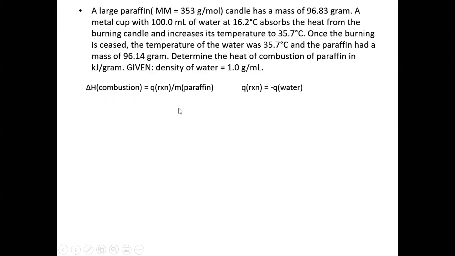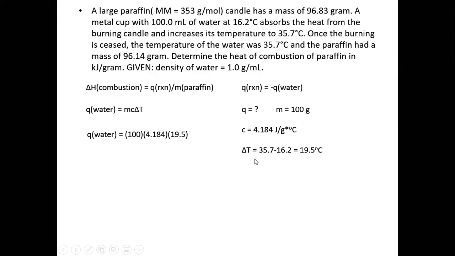And by the way, anytime you have a chemical reaction and you're looking for its delta H or Q, you're always going to measure it indirectly by measuring the heat absorbed by the water. So Q of water is simply mc delta T, mass times specific heat times delta T. So we're looking for Q, we know the mass, we know the specific heat, we have the temperature change of the water, we can calculate Q of water. Now again, Q of reaction is the negative Q of water.